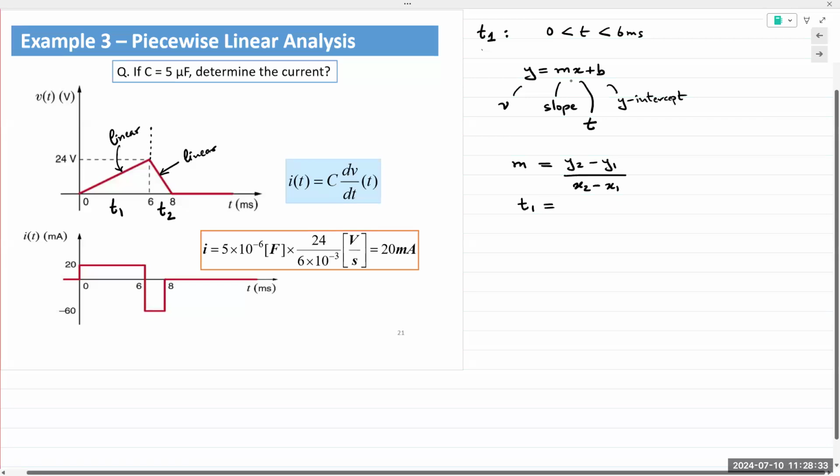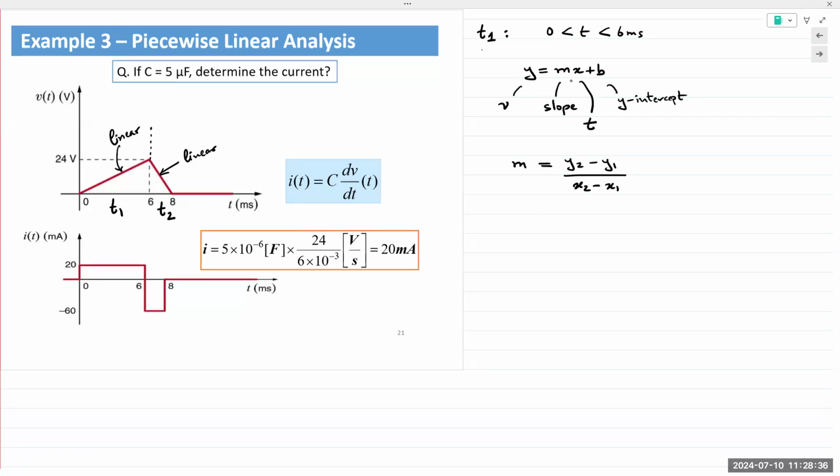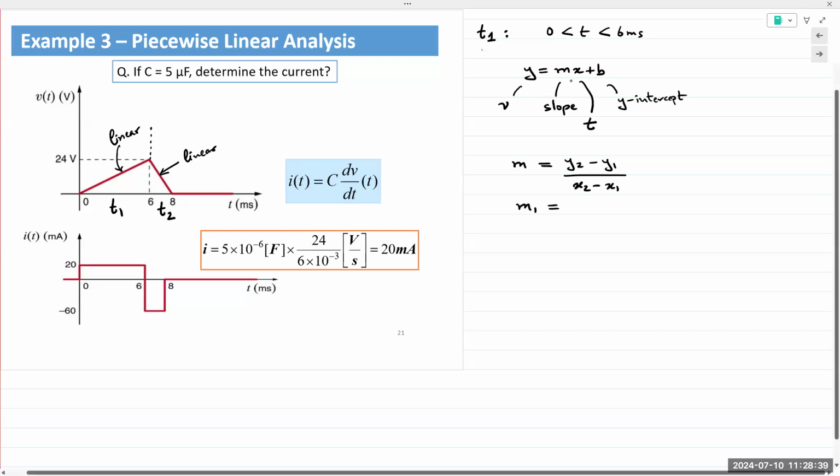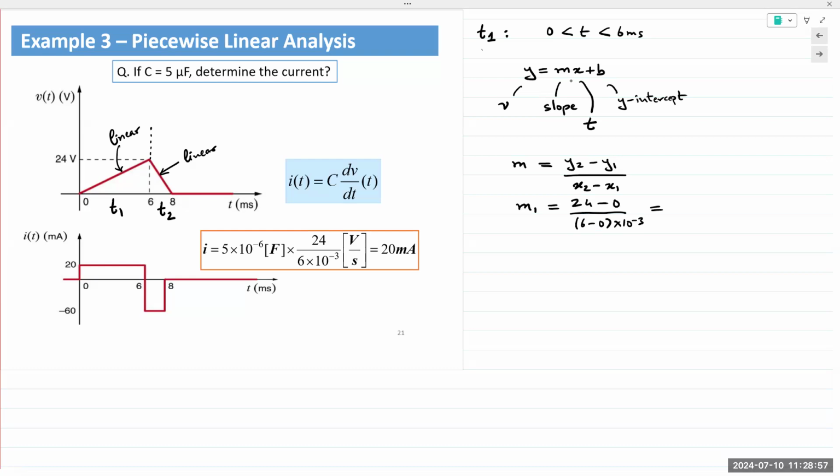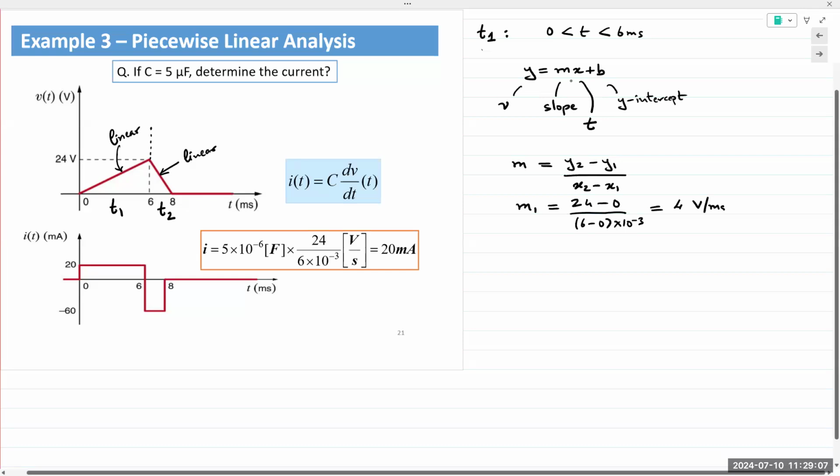So for time period T1, we'll call this M1. 24 minus 0 divided by 6 minus 0, 6 milliseconds. So you have to keep that in mind. It gives me 24 minus 0 divided by 6 times 10 to the minus 3, which gives me 4,000. Right? So it'll be 4 volts per millisecond.